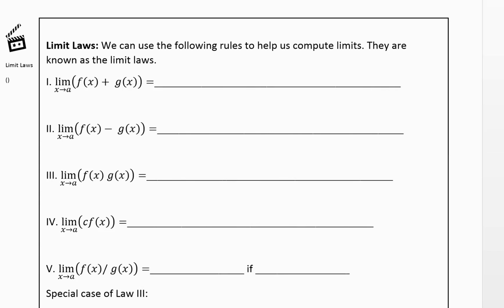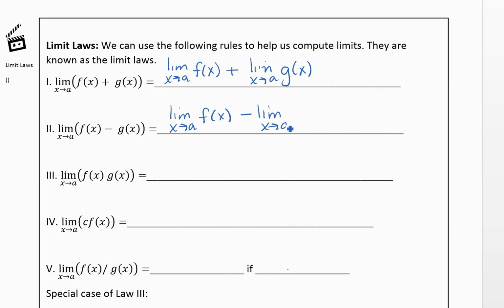So the first one says, if you're taking the limit as x goes to a of f of x plus g of x, so you're adding two functions together, well, it tells us that we can actually take the limit as x goes to a of f of x, then add it to the limit as x goes to a of g of x. So we can kind of take them separately and then add their answers together. Okay, subtraction, the same thing. If we want to take the limit as x goes to a of f of x minus g of x, we can take the limit as x goes to a of f of x and subtract the limit as x goes to a of g of x.